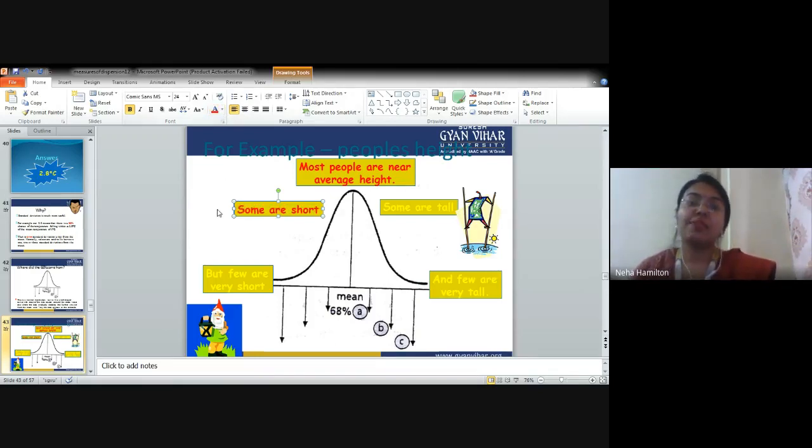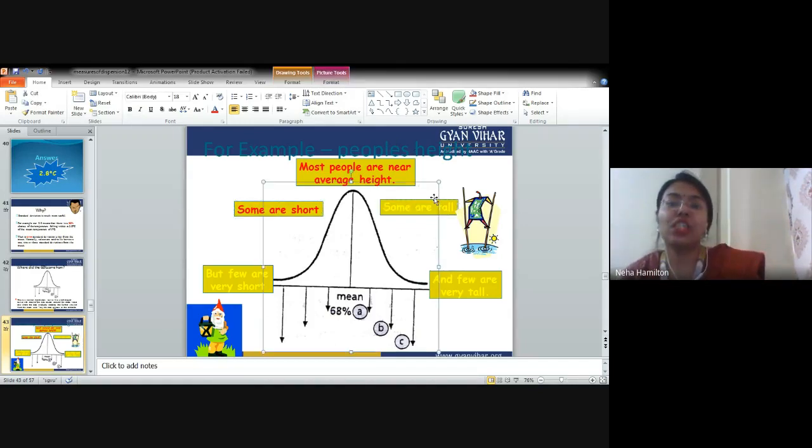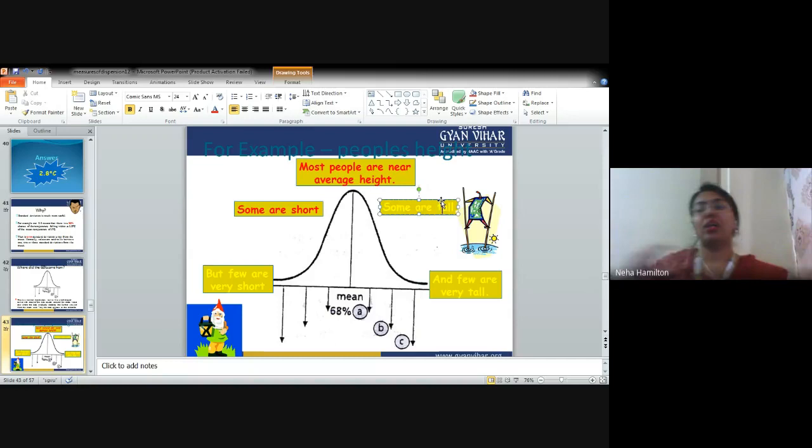Okay. The next part is some are short, right? Because the graph is declining, some of the people are short from the average height. Now some of the people are tall, because as we are going away from the x-axis, the number is increasing, and because the numbers are increasing, that means some people are tall.